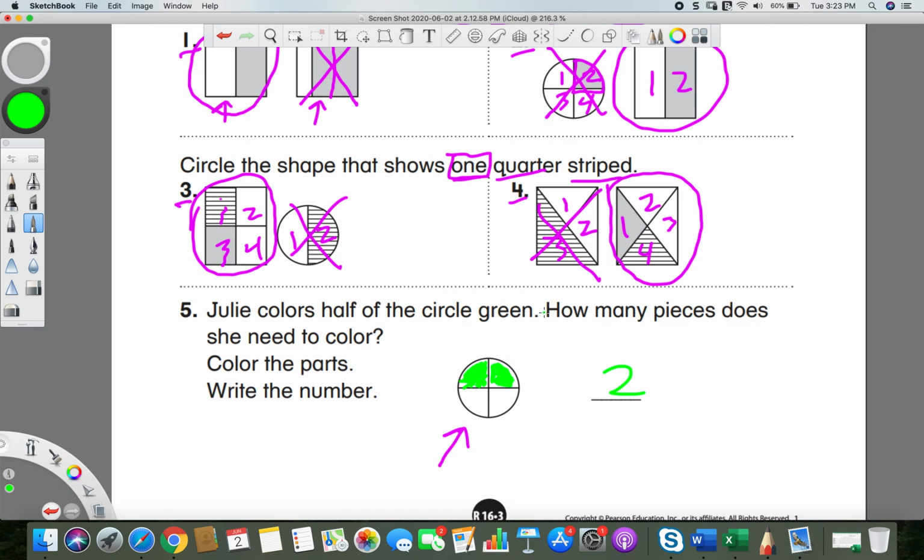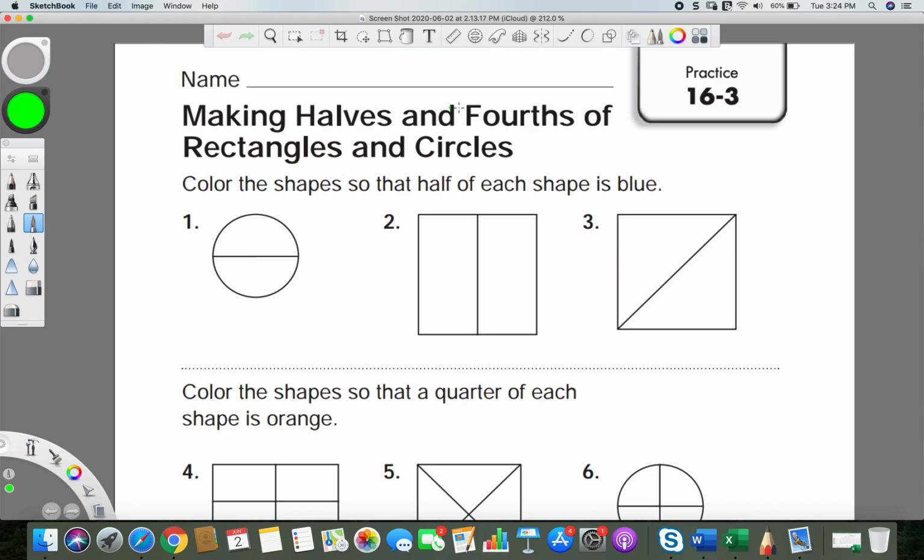So now let's turn the page and go over your assignment for today. So on the page you should be looking at now, it should say practice at the top and have the numbers 1 through 3. So the first section says color the shapes so that half of each shape is blue. And for this, please make sure you have some crayons. Have fun with this assignment today, okay?